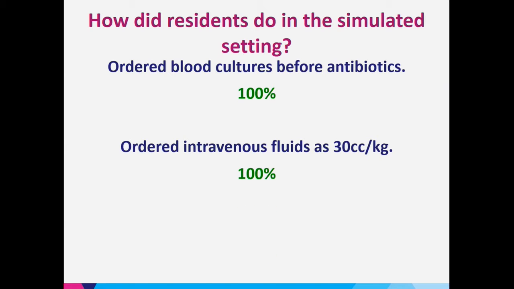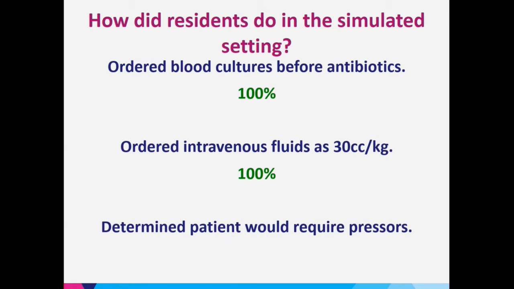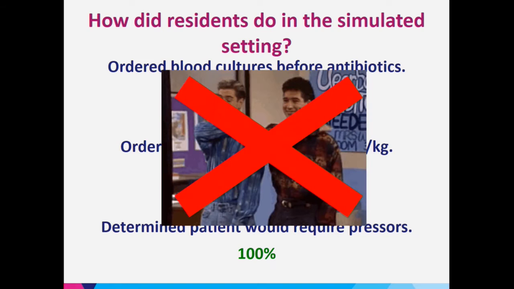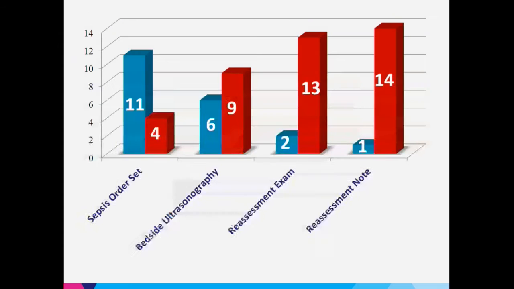When it came to ordering intravenous fluids at 30 cc's per kg, while we didn't have to do that right off the bat, once the patient became hypotensive, that had to happen, and everybody did that at some point. And then determining the patient would require pressors for persistent hypotension after fluid resuscitation, 100%. So at this point, you're going to pat yourself on the back, right? We did a great job.